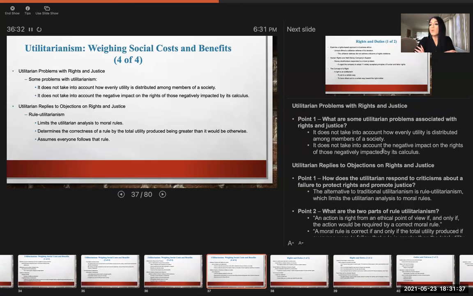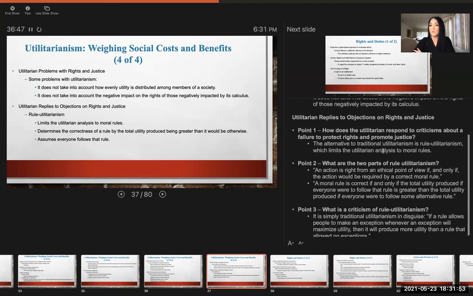Let's talk about problems of rights and justice. What are some utilitarian problems associated with rights and justice? Well, it doesn't take into account how evenly utility is distributed among members of society. It does not take into account the negative impact of the calculus on the rights of those affected as well.